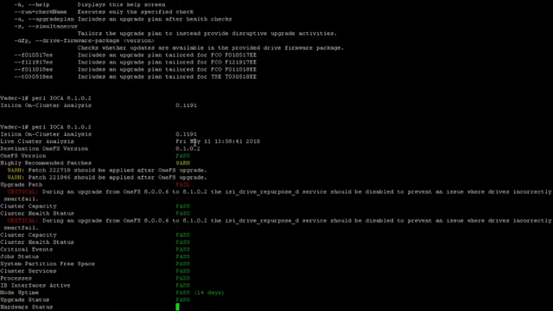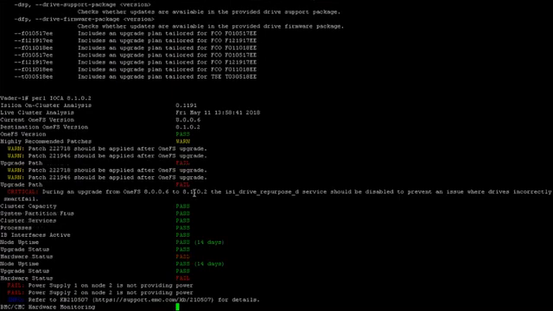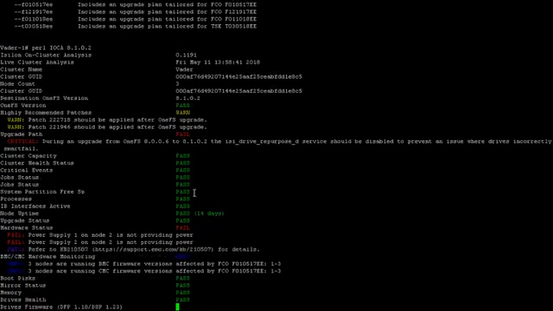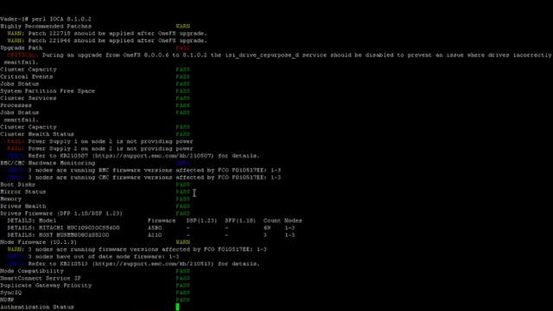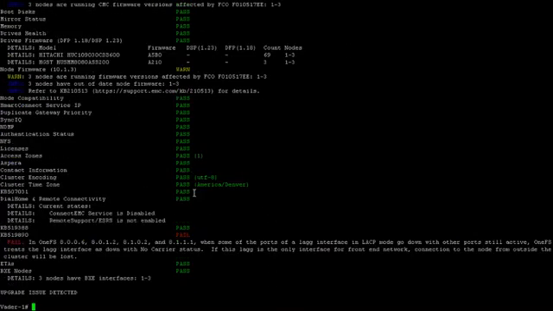As you can see, it has flagged a specific issue related to upgrades from this version to 8102, where the EasyDriveD repurpose service would have to be disabled during the upgrade. And there we go.